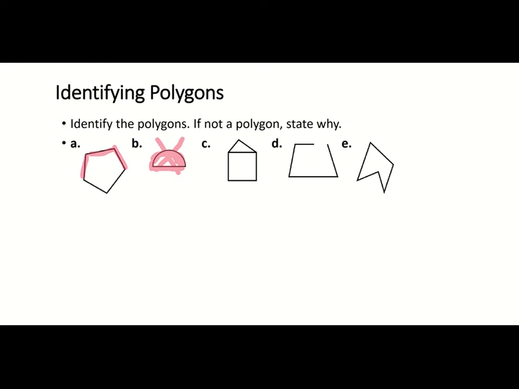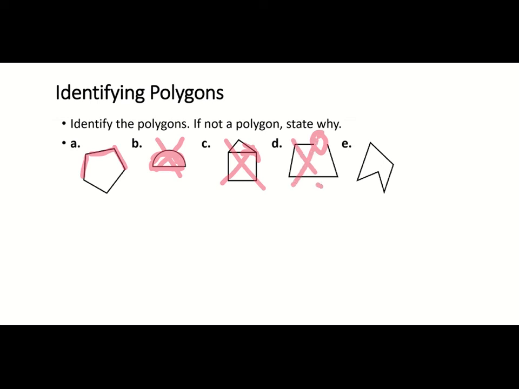If we look at C, it's not a polygon. It's actually two polygons put together, because if we look at this vertex right here, notice there's three lines coming into it. That would not make it a polygon. So it's actually two polygons together. It would be a composite figure, but it is not a polygon. D, polygons have to be closed figures. We got this big gap here. The segments aren't connected, so that is not a polygon.